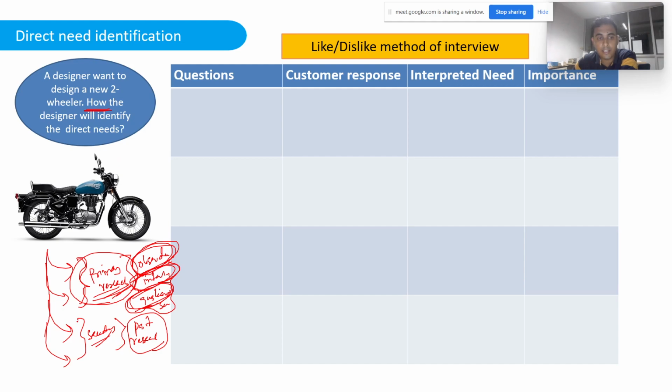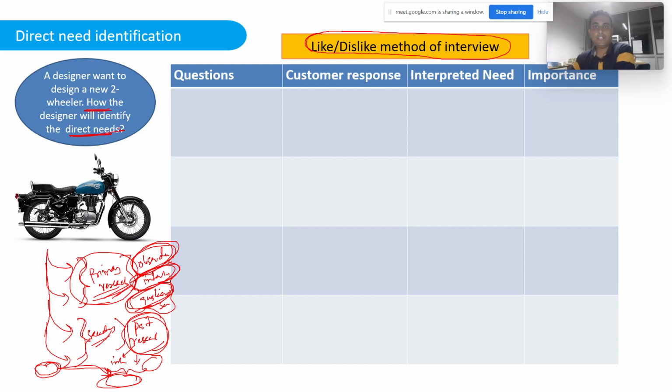Secondary research we generally use when we design something incremental in nature. We already have past information well documented on the internet or other sources, and we study those and come up with the next version of the solution, like a modified or adapted design from a previous design. One very important technique, called the like-dislike method, is quite popular in identifying direct needs.